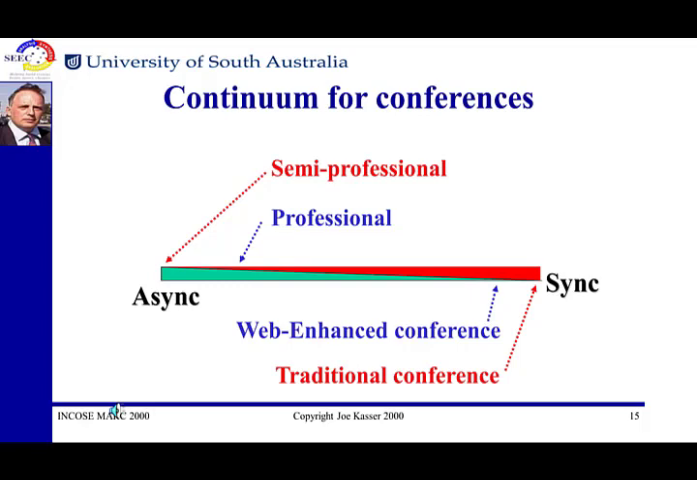Then you can move off the synchronous end of the continuum slightly into a web-enhanced conference. You're seeing conference websites go up which tell you about the conference, and sometimes the papers are published on the website. At the other end of the continuum is the completely asynchronous conference where nothing happens live. The presentations are up there, you download them, you view them, and you discuss them asynchronously. And there's a place for both types of conference amongst the different degrees of professional societies.